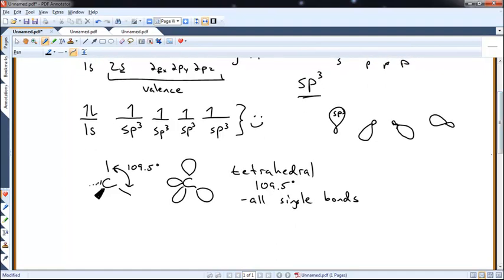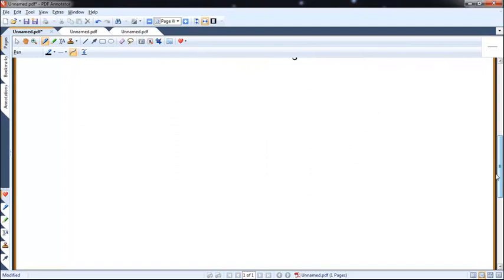And if it's carbon with a full octet, it has to have 4 single bonds. One electron goes here, one electron here, one here, one here. That's 4. That's why it has sp3 tetrahedral orientation. But that's not the only thing you can do, right?